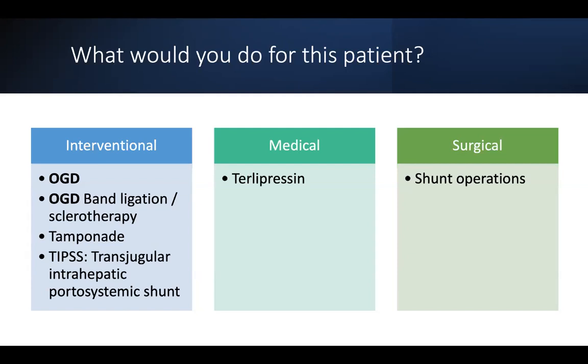So when you say TIPS, the examiner will ask you what is TIPS, and you start saying, okay, that's transjugular intrahepatic portosystemic shunt. I don't think they will ask you how it's done, but it's written in the note. You can have a look at it. I will take you through the notes quickly now. Medical, terlipressin you can use to help you stop the bleeding. Surgical, there are a few shunt operations.